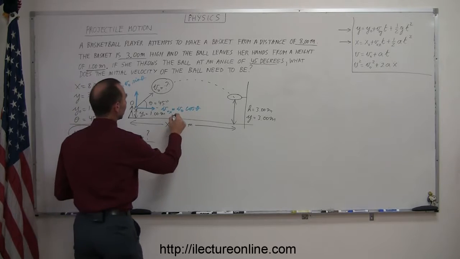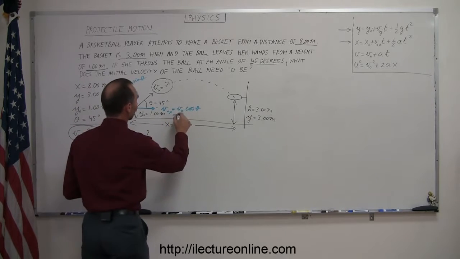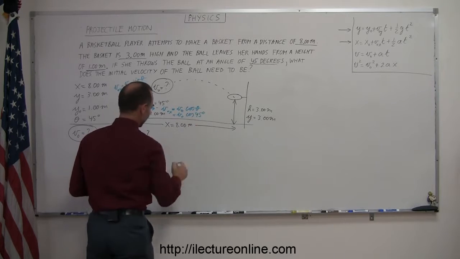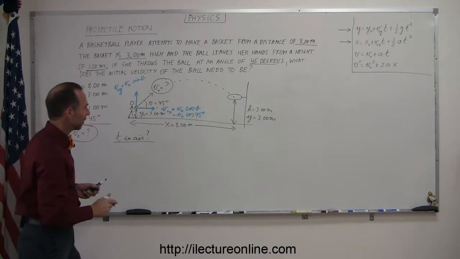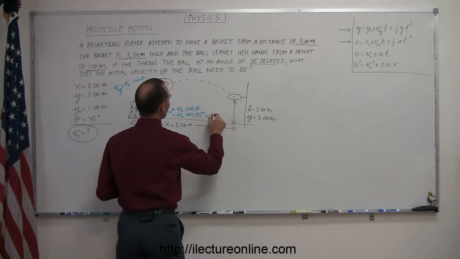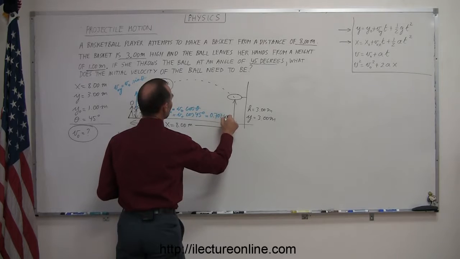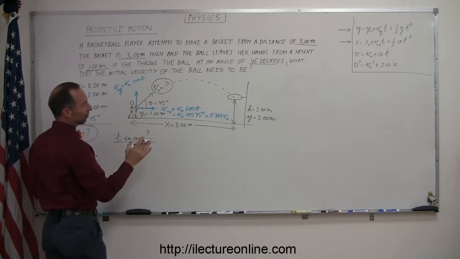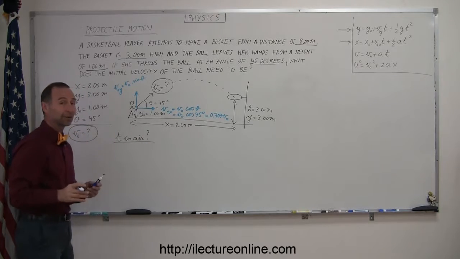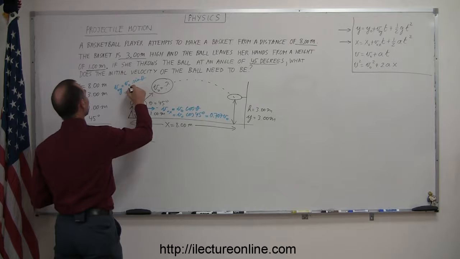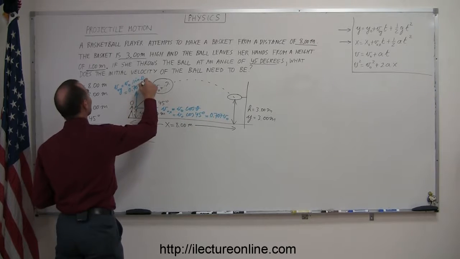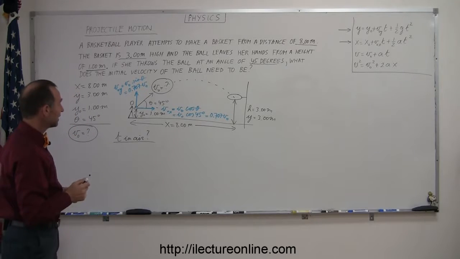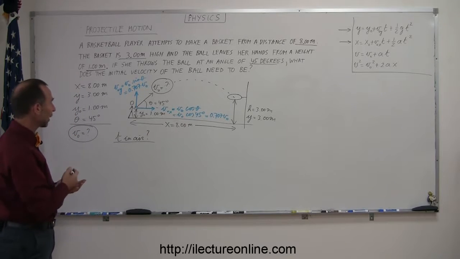Plugging in what those are, that's v initial times the cosine of 45 degrees, and the cosine of 45 degrees is 0.707, so we can say that this is equal to 0.707 v initial. And since it's exactly the same for the sine of theta, because at an angle of 45 degrees the sine and the cosine are exactly the same, this is equal to 0.707 times v initial.